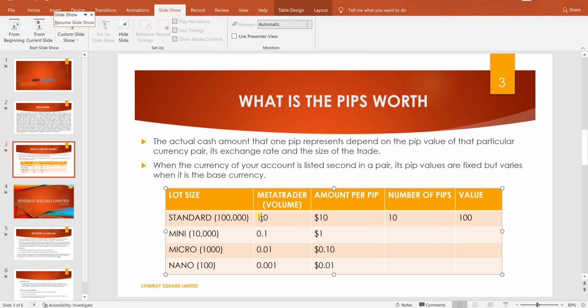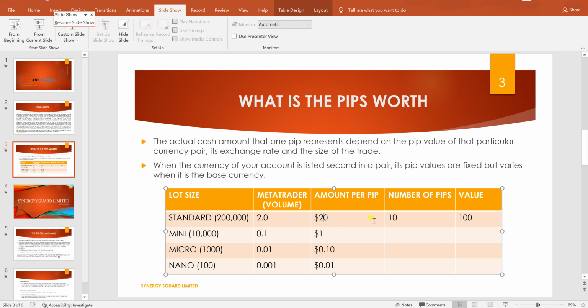What if we use 2 standard lots? It simply means we'll be controlling 200,000 units of currency. Let us say we are using 2 standard lots. That simply means we'll be controlling 200,000 units. And so the amount per pip will no longer be $10, but $20.